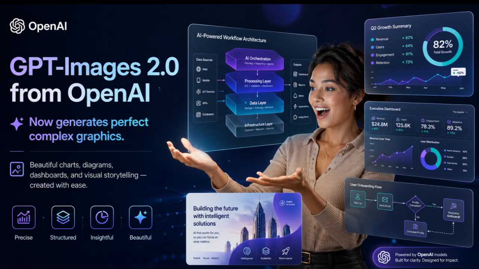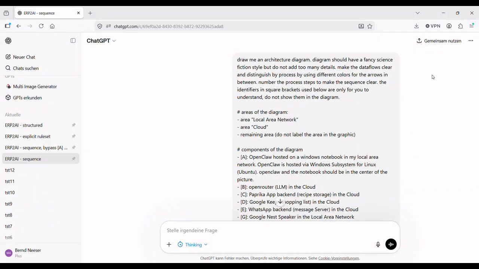Then GPT-Images 2.0 was released by OpenAI last week, and I thought, hey, that looks very nice, because the marketing promise here is that it can generate perfect complex graphics, and especially it's good at producing graphics with very few or no typos. And I thought, okay, perfect, let's try the diagram generation once again. So I subscribed to the Plus version of OpenAI's ChatGPT. If you have the free version, you can generate up to 2 images with GPT-Images 2.0 per day, which is kind of nothing.